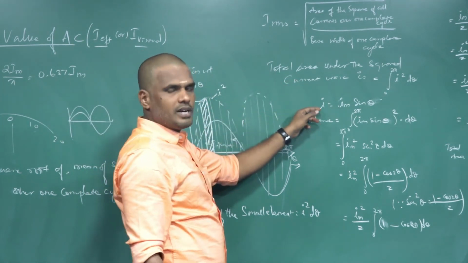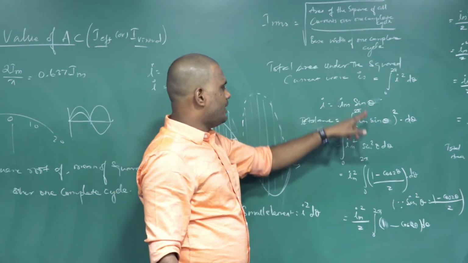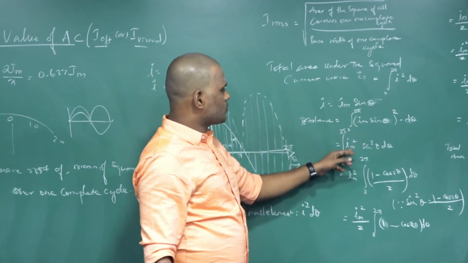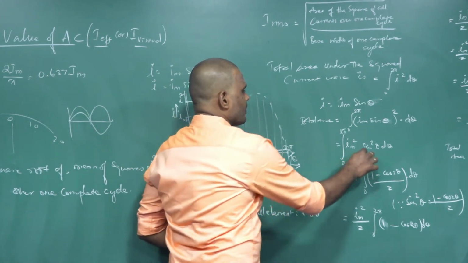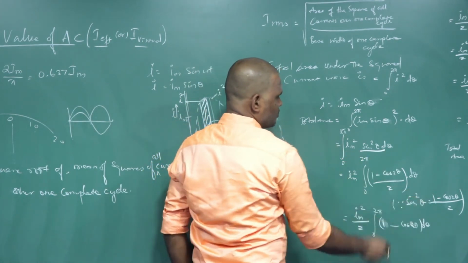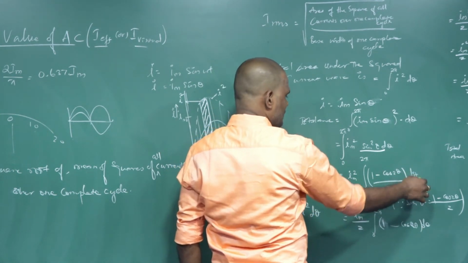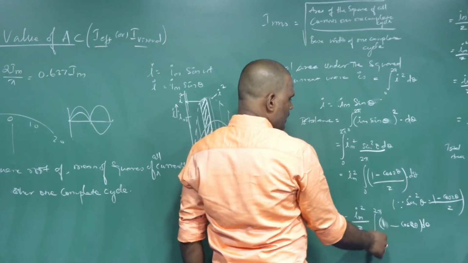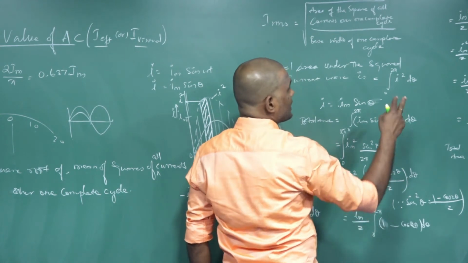I is the instantaneous value of current, which is Im sin theta. So I am substituting (Im sin theta) square d theta, which is Im square sin square theta d theta. Im square is taken out. Sin square theta is (1 minus cos 2 theta) by 2, so that is taken here into d theta. Im square by 2, the 2 is common and taken out, integral 0 to 2 pi of (1 minus cos 2 theta) into d theta. I am splitting this into two integrations.